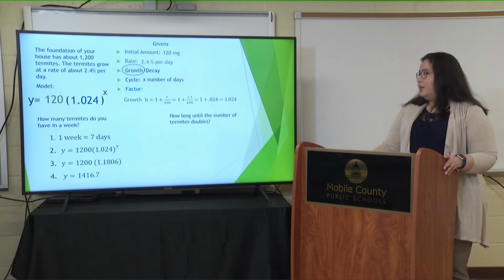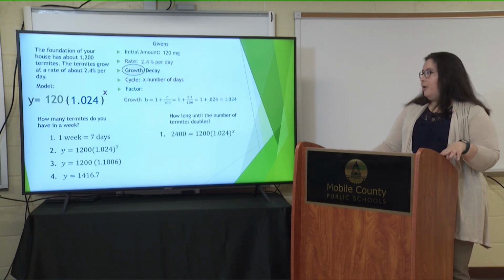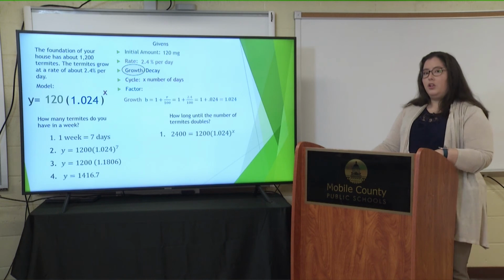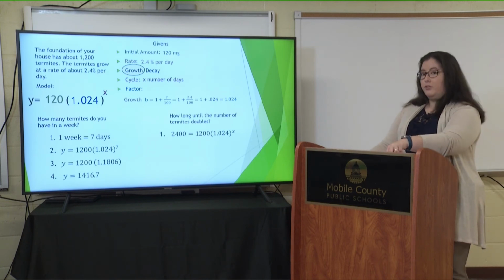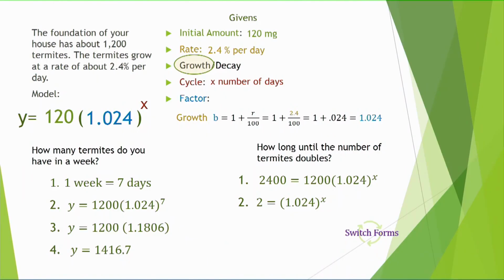All right, so how long does it take to double? So now we know how many we have at the end, right? That's going to be 2,400. And we're going to plug that in for y. And now we're going to look for the number of cycles that we're going to go through. So we're going to switch forms. When we divide 2,400 by 1,200, we'll get 2. Sorry, now we're switching forms.